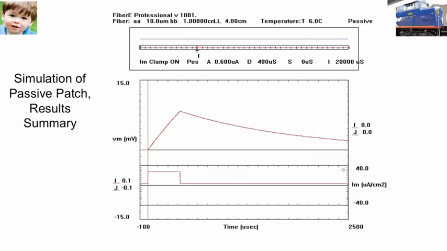So now let's just talk that through very quickly once again. There's a stimulus for 400 microseconds. As a result, the voltage goes up. When the stimulus goes back to 0, the voltage declines. The decline in voltage is associated with the membrane capacitance now discharging through the membrane resistance.